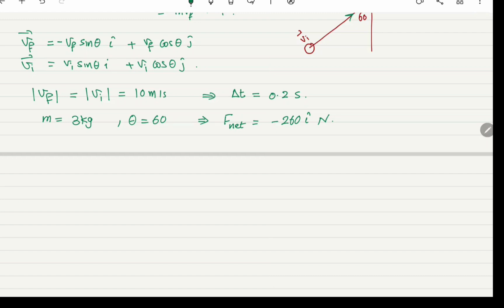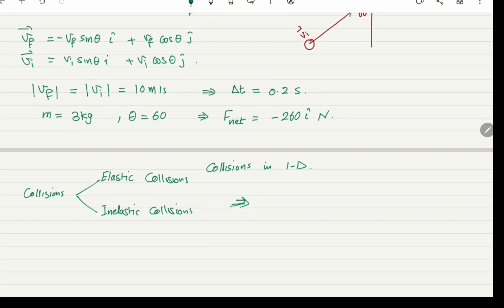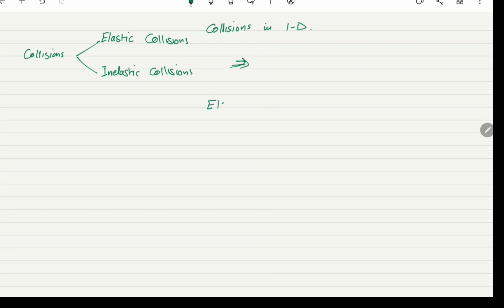Now let's discuss collisions in one dimension. Collisions in general are of two types: elastic collisions and inelastic collisions. Now let's start with elastic collisions.